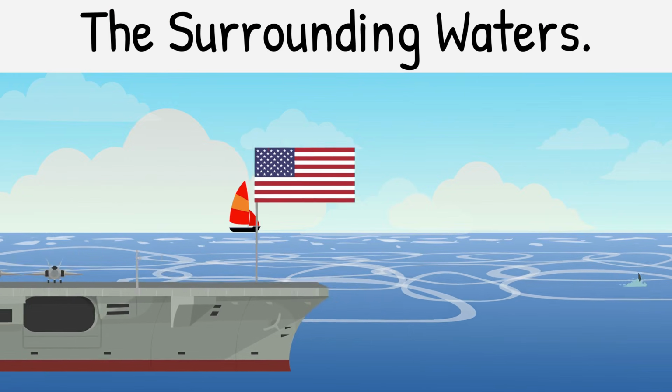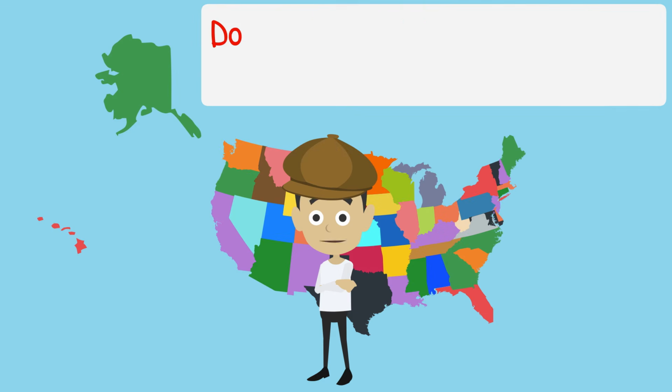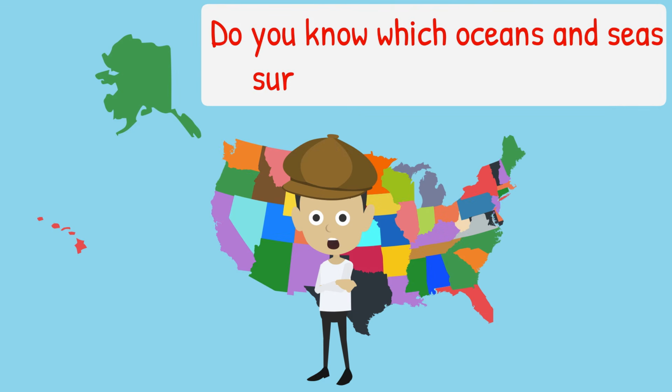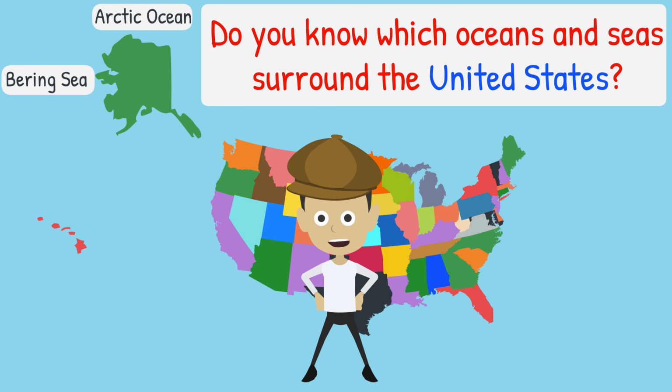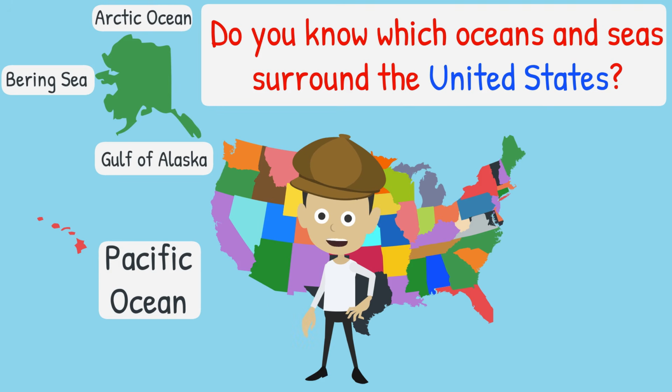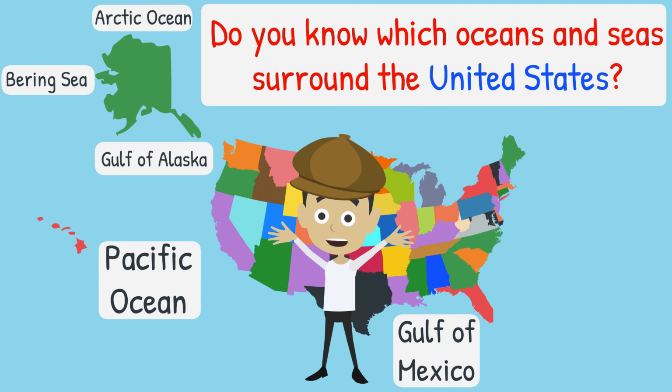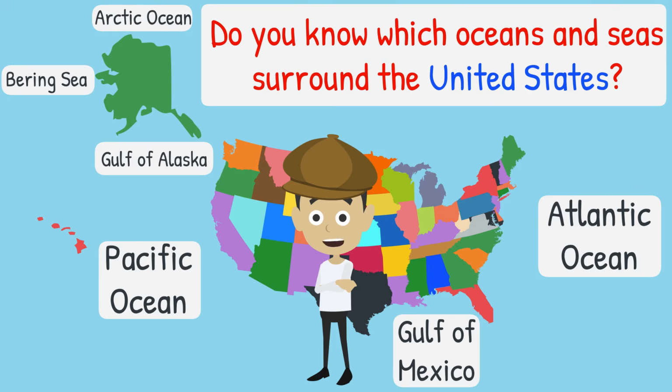The surrounding waters of the USA. Do you know which oceans and seas surround the United States? The Bering Sea, Arctic Ocean, Gulf of Alaska, Pacific Ocean, Gulf of Mexico, and Atlantic Ocean.